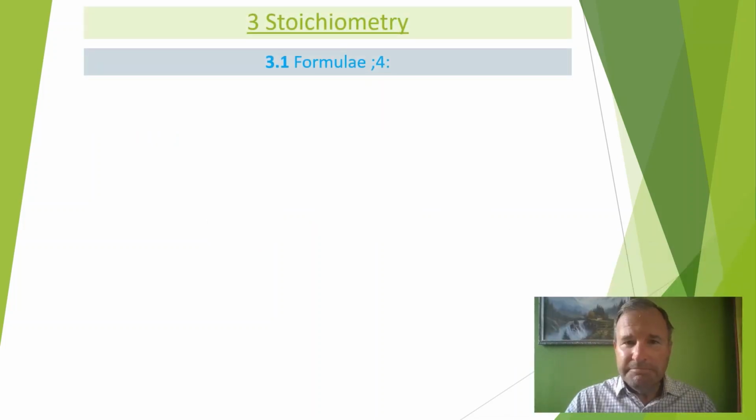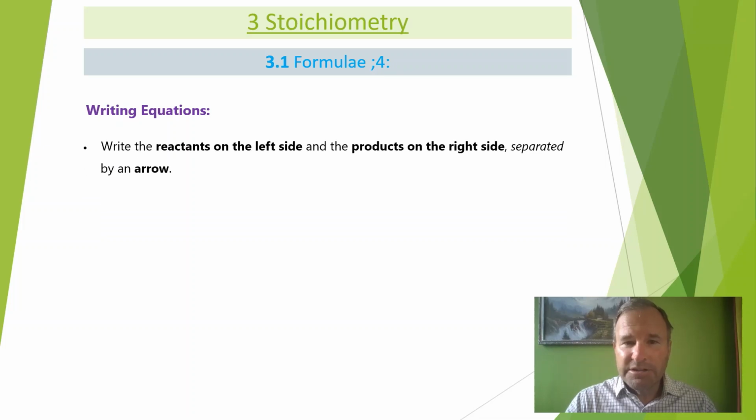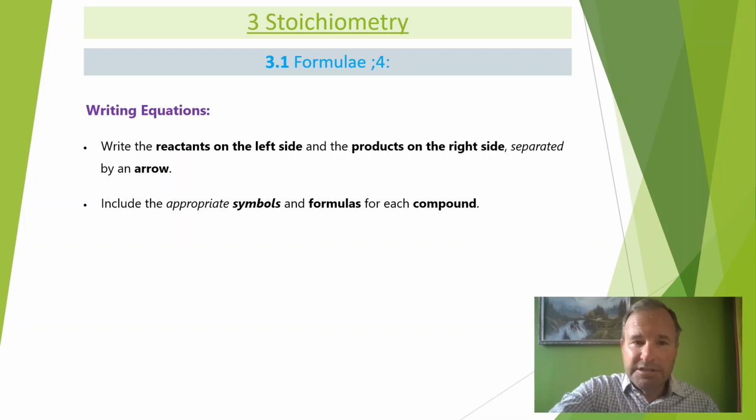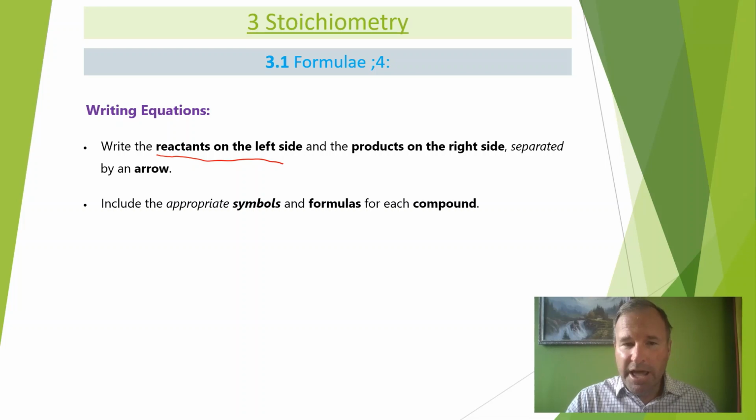Next slide. Okay, writing equations here, a little bit more detail. I've highlighted these. Writing reactants on the left-hand side, so we're going to practice doing that. Products on the right, and they're separated by an arrow. We use appropriate symbols and formulas for each compound. They have to be correct. Okay, symbols. Remember from the previous slides, you have to name those reactants and products correctly, or else it all goes to pot and you don't get the correct balanced chemical equation in this case.